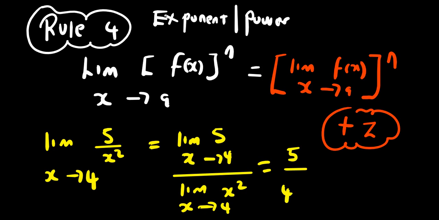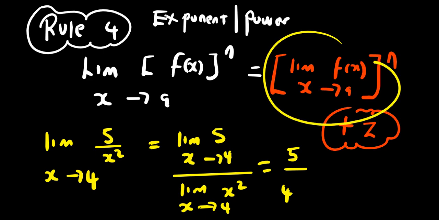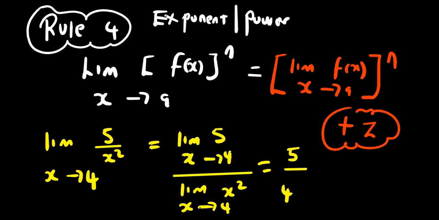Okay, according to this rule, and that 4, what you are going to do, you are going to put the power. The power in this case is 2. So you just have 5 over 16, and that will be your answer. So this is very important for you to know.